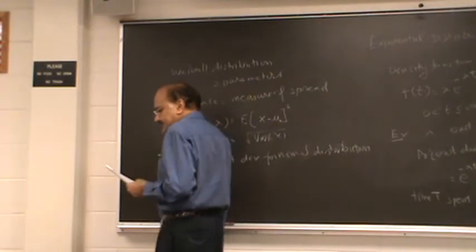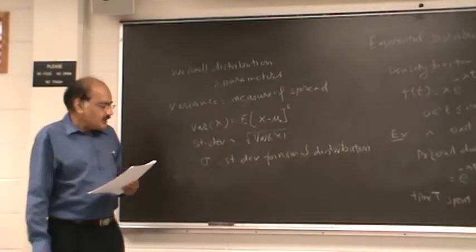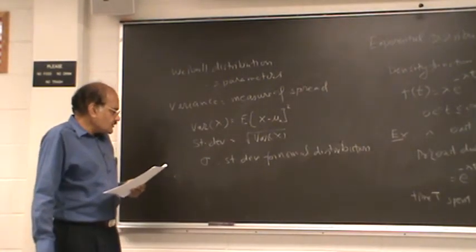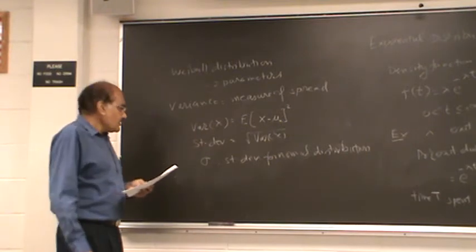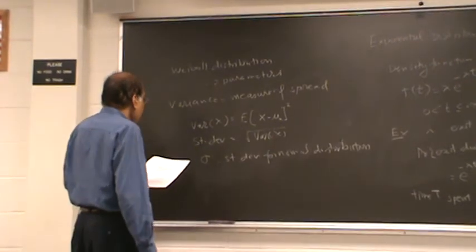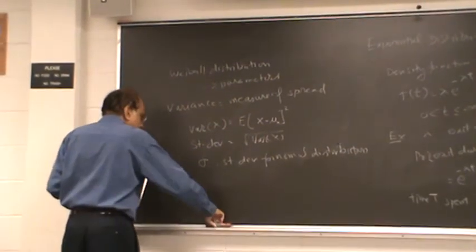Thus, if your distribution is not normal, you should probably not use the symbol sigma, although probably people do. Covariance, let's look at covariance.